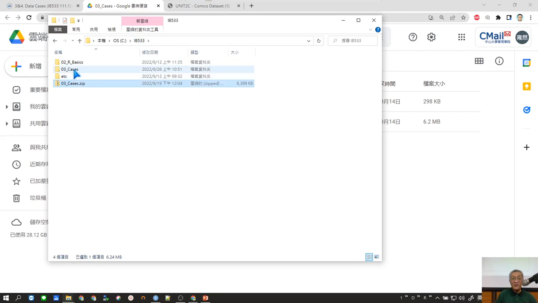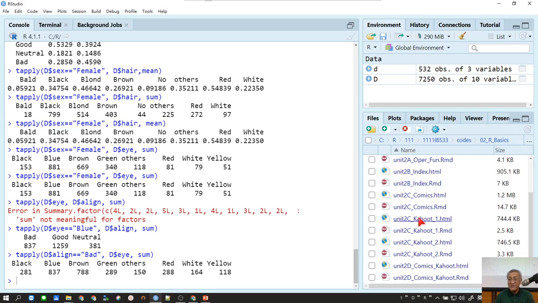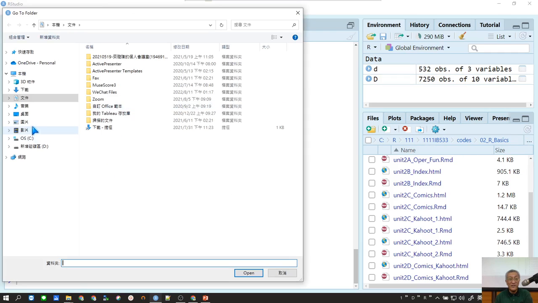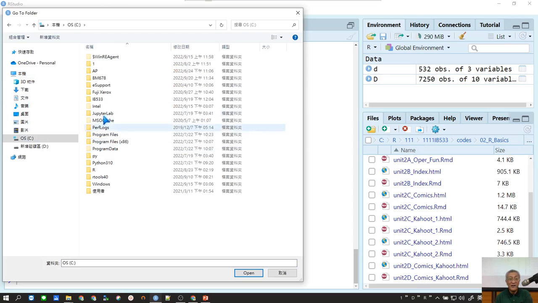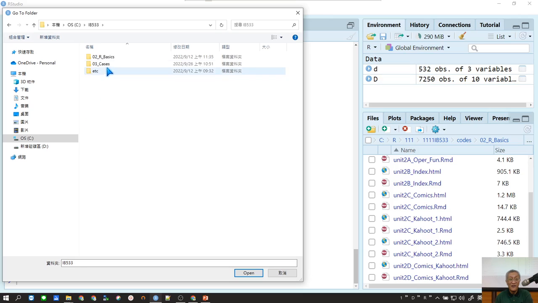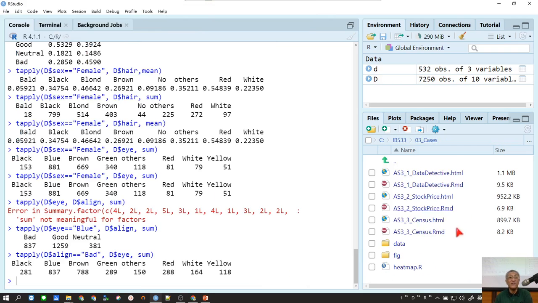Then you will see a new folder, right? 03. And then go to your RStudio, and you actually can go to here, I mean, go to 03 and then open it, and you will see the HTML and RMD file here, okay?